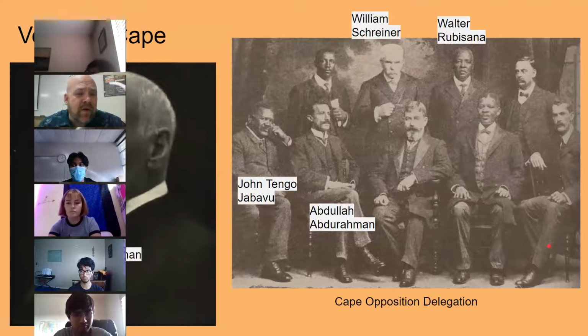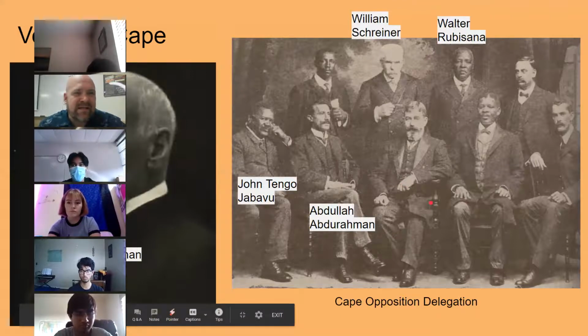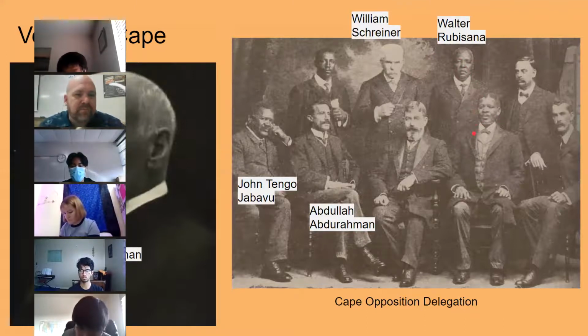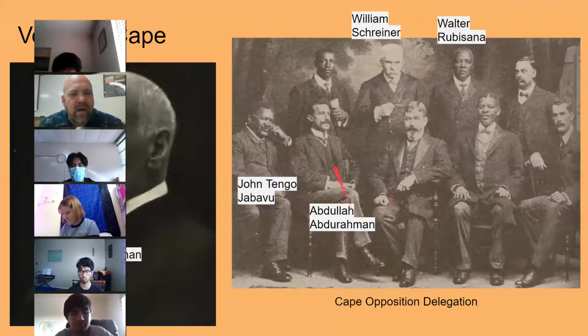Within about 10 years of South Africa being formed, not even 10 years, within like 7 or 8 years, all Blacks in the Cape are going to lose their vote. They're all going to lose their vote, including these guys who were part of the government. Some of these guys are going to stick around, like Abdullah Abdurrahman. We're going to see these guys for a little bit, right?